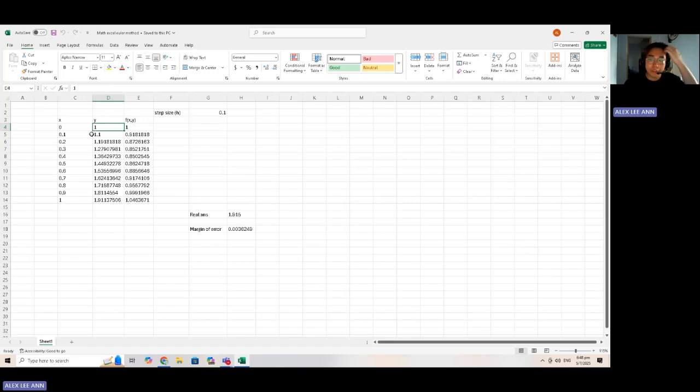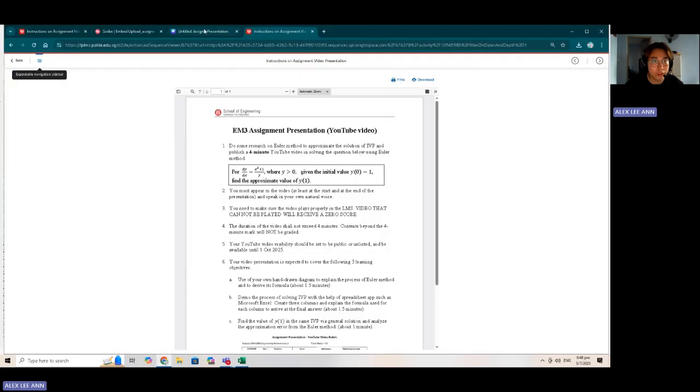And then you just repeat all of it until you get x is equal to 1. And then your answer would be this. Your answer will be y, because you're trying to find y. So for the Euler method answer, we just write: Euler method is 1.911.